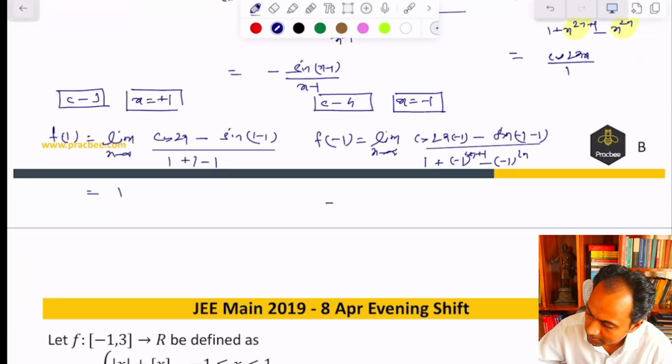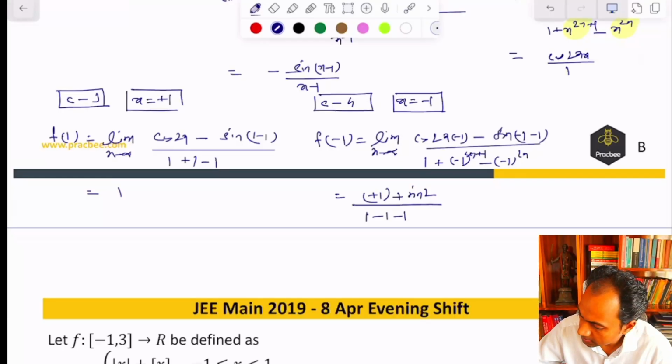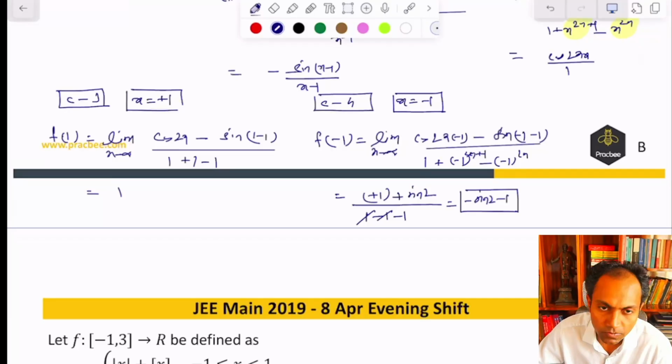So if I write it now, you can see that the value of this function, in fact, n tends to infinity, won't be required now. So this part will become +1. This part, if you look into, will become sine 2. And the denominator part will become 1 minus 1 minus 1. That is, this cancels out, becomes minus sine 2 minus 1. This is what we are getting.